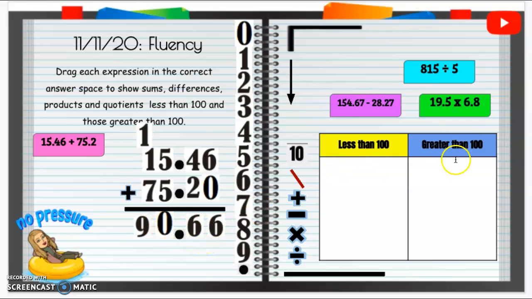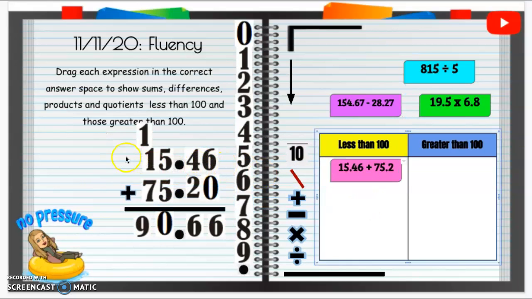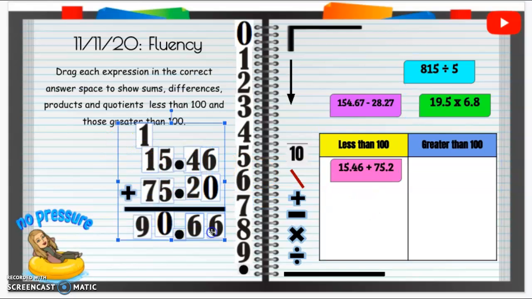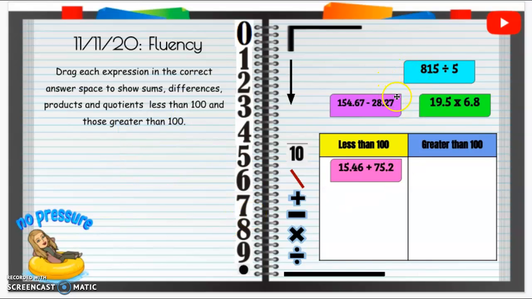So is that greater than or less than 100? Well, I know 90 is less than 100, so I'm going to put this choice in this box. Awesome. All right, now I'm going to delete that, so I'm going to choose another one to do. How about we subtract here?